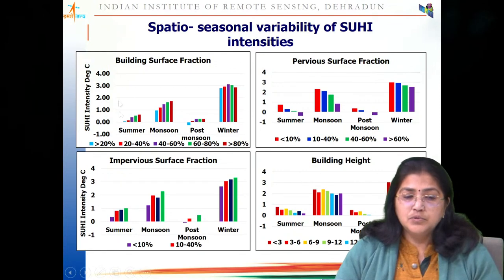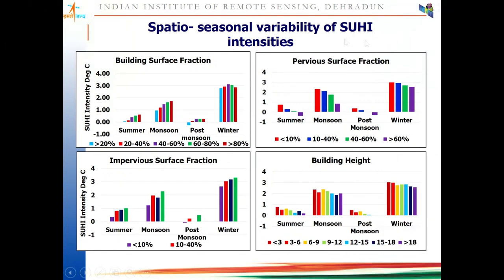Once we study the surface urban heat island intensities, see here surface urban heat island intensity is computed based on the difference between urban and rural temperature. Urban here is defined as the temperature of dense built up area, and the temperature of agricultural area is defined as the rural temperature.